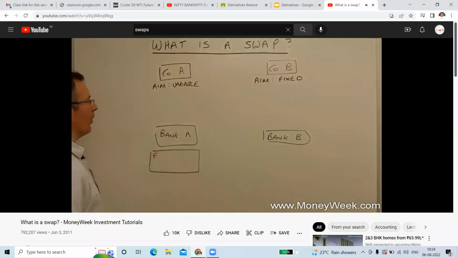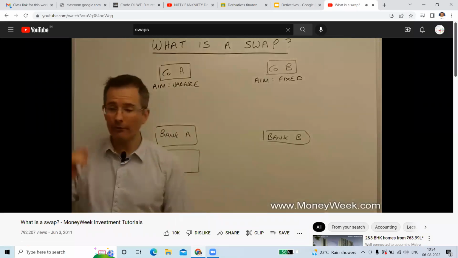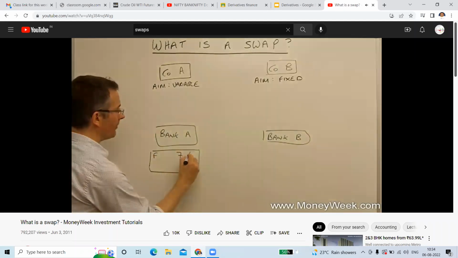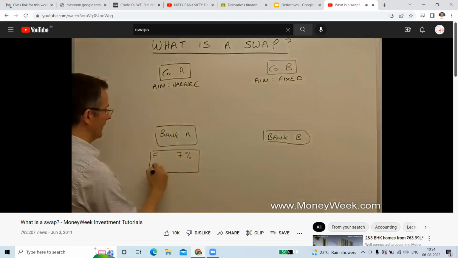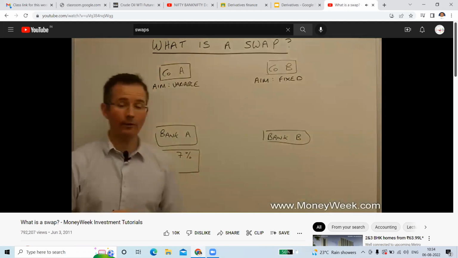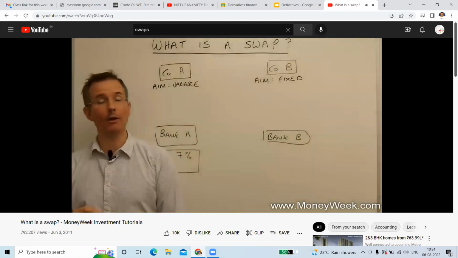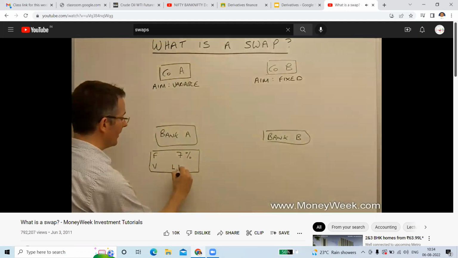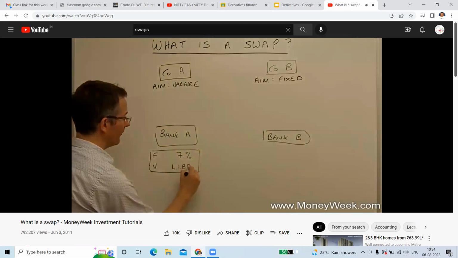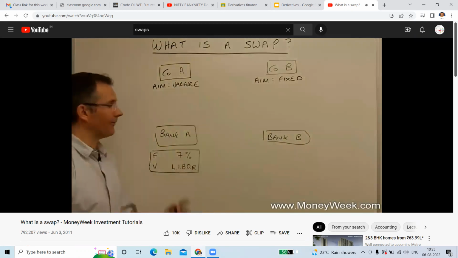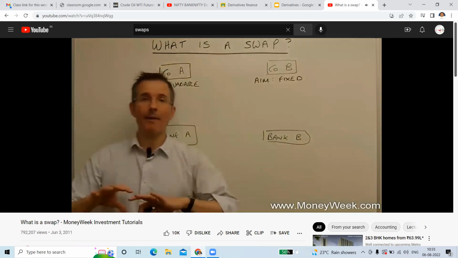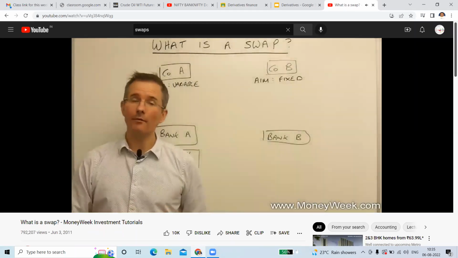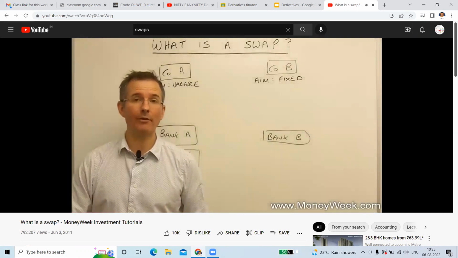The bank says, if you want to borrow 5 million from us and pay a fixed rate of interest, you'll pay us 7%. If, on the other hand, you'd like a £5 million loan at a variable rate of interest, you can pay us the London Interbank Offer Rate, LIBOR. Now, that's a variable rate set by the banks between themselves that fixes the variable cost of borrowing for companies that want to pay variable rates of interest.